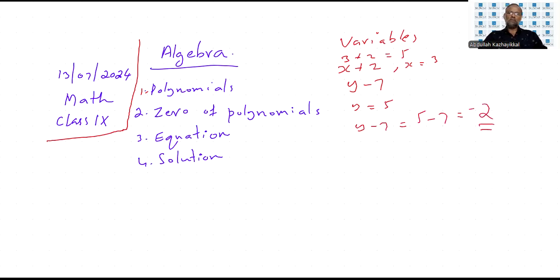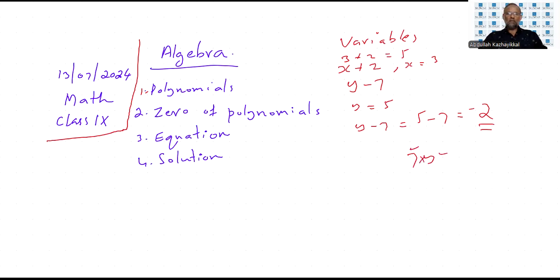Operation of variable also. Variables also: X or Y or A, B, C, D like that. And the constant and their operation. Constants, variable and their operation sign. 7y is an algebraic expression. 7 into y: 7 is the constant and y is the variable and into is the operation sign.